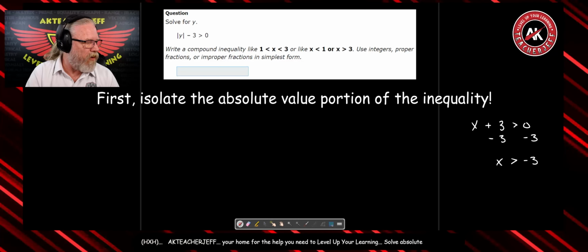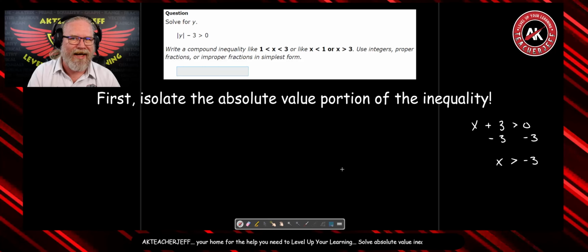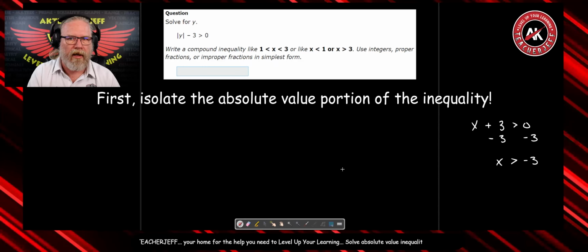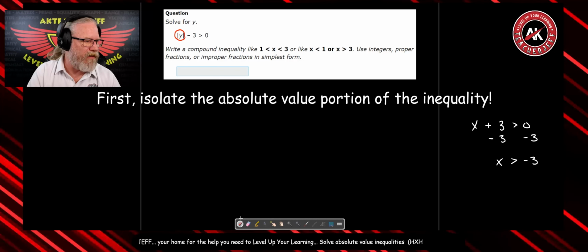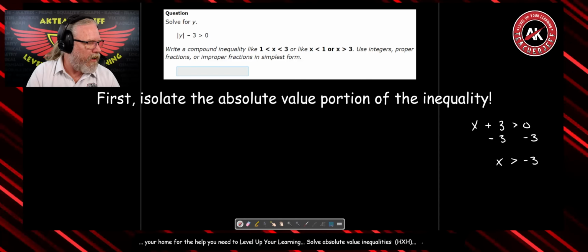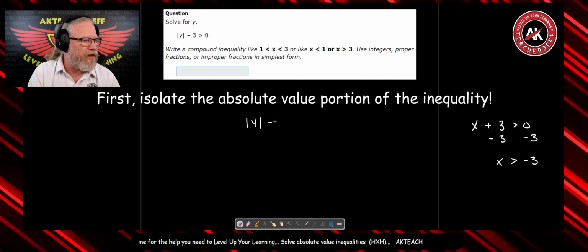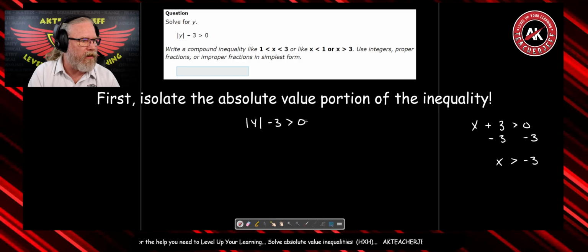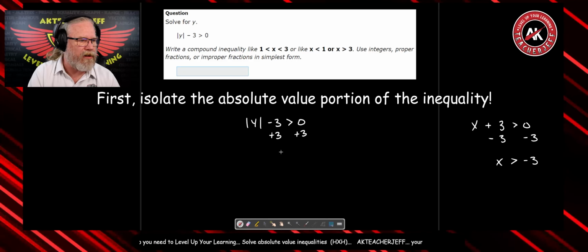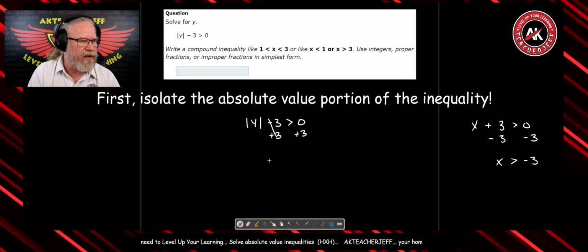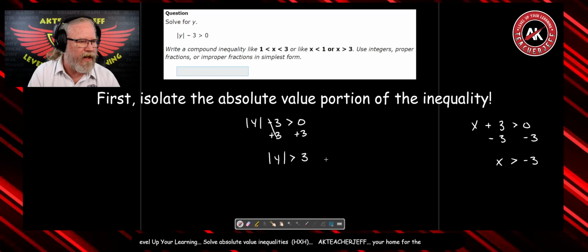So the idea is to get the x by itself. Likewise, before we can split this into two separate inequalities, we have to first isolate the absolute value portion of the inequality. That means we need to get this part all by itself. So I'm going to do a rewrite. Absolute value of y minus 3 greater than 0. So let's first add 3 so we can get that absolute value portion all by itself. Those 3's would cancel each other. And that leaves me with absolute value of y greater than positive 3.